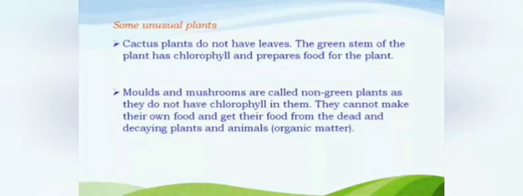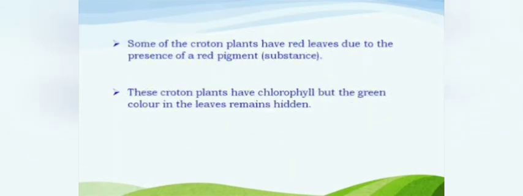Some unusual plants. Cactus plants do not have leaves. The green stem of the plant has chlorophyll and it prepares food for the plant. Molds and mushrooms are called non-green plants as they do not have chlorophyll in them. They cannot make their own food and get their food from the dead and decaying plants and animals, which is known as organic matter. Some croton plants have red leaves due to the presence of a red pigment in them. These croton plants have chlorophyll, but the green color in the leaves remains hidden.